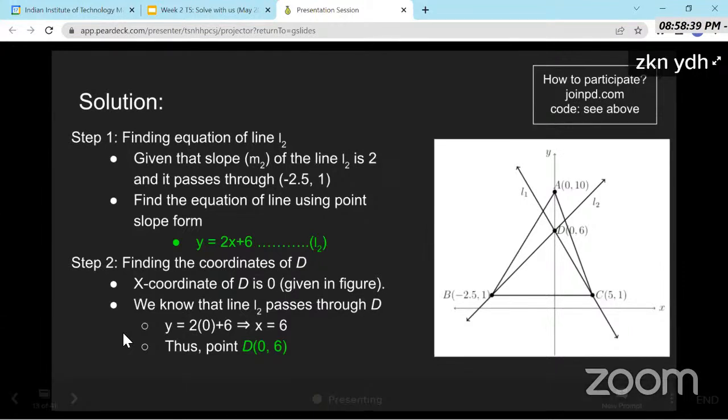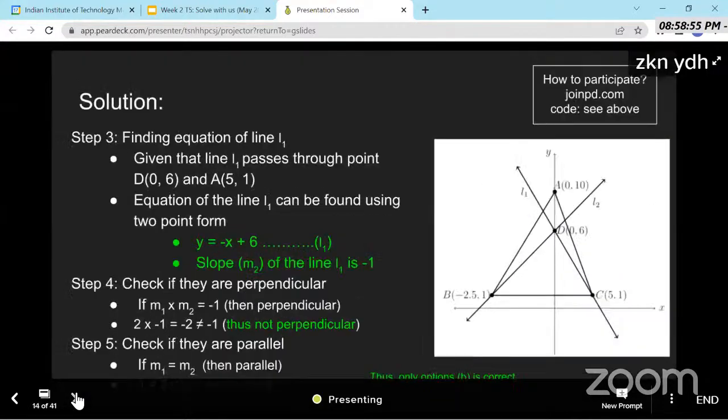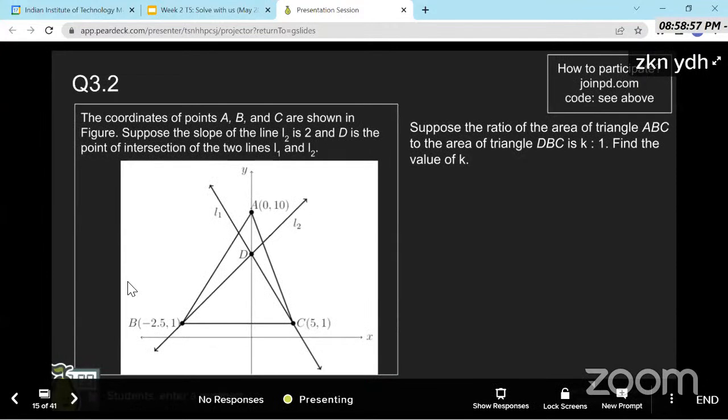Point slope form. So I would recommend you to watch those videos like the one sir has taught, or at least just go with the formulas, because once you know that, then you can easily do these problems. Okay. Thank you. Sir, can I ask one question? Please go ahead. Till then, for others, question 3.2 is here.